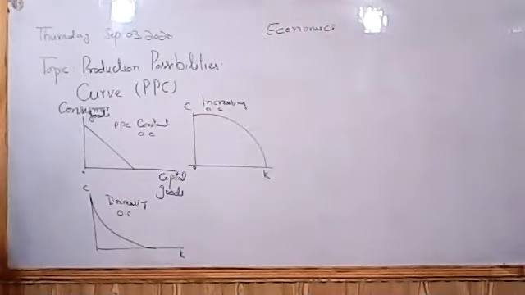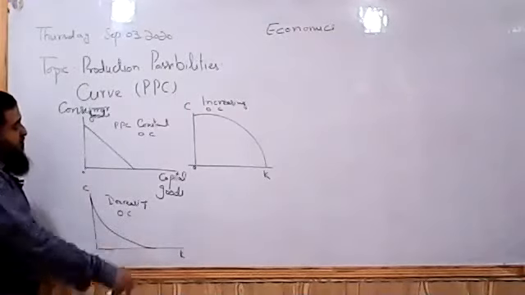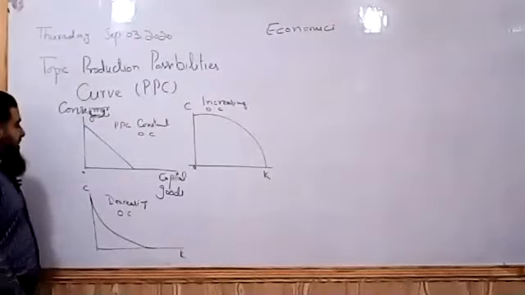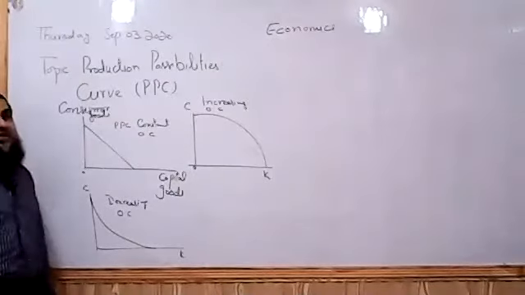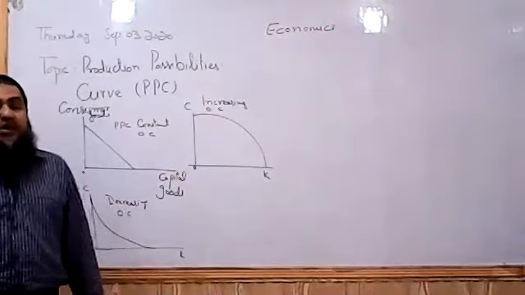So it means here the productivity of factors of production will be increasing as we produce more of the capital goods. So its opportunity cost will be decreasing. We are sacrificing less of consumer goods in order to produce more capital goods.